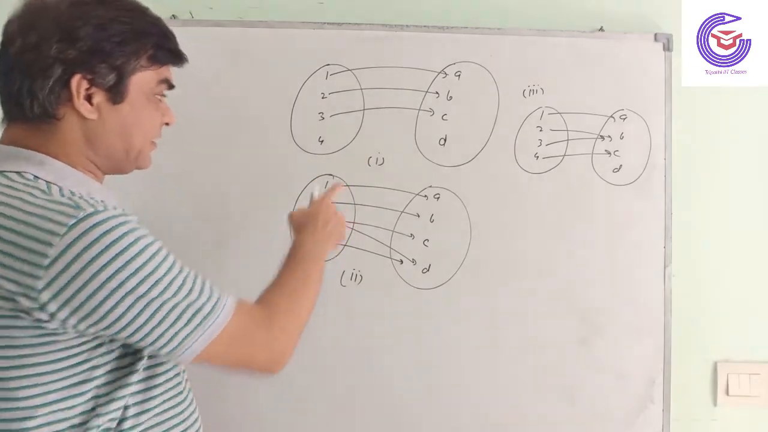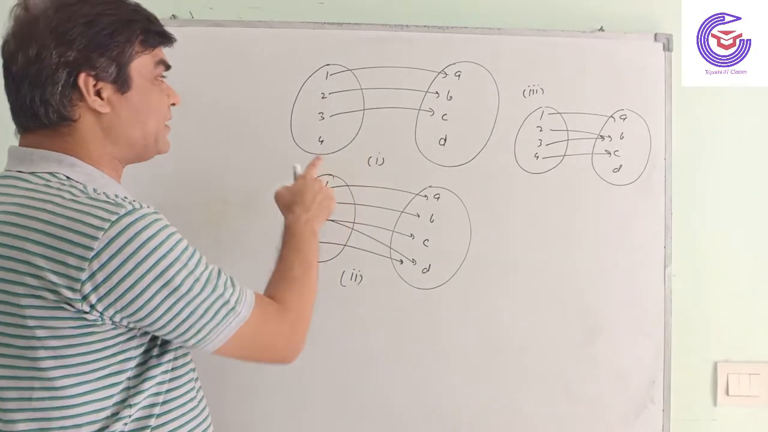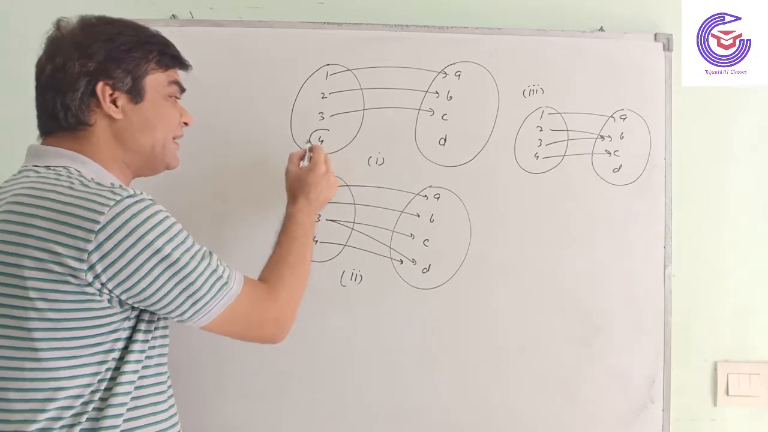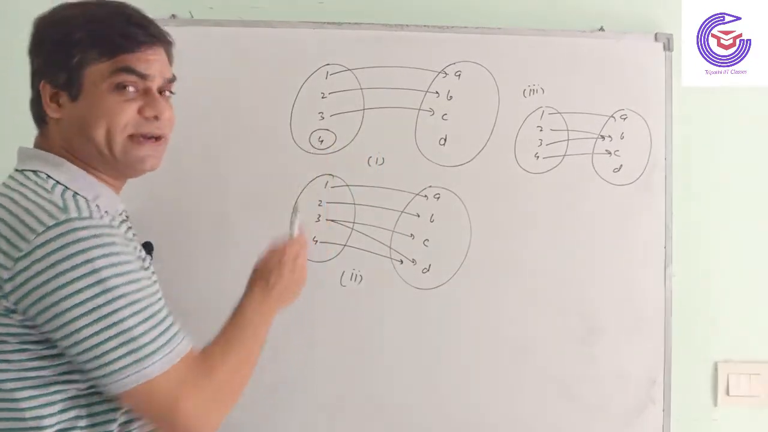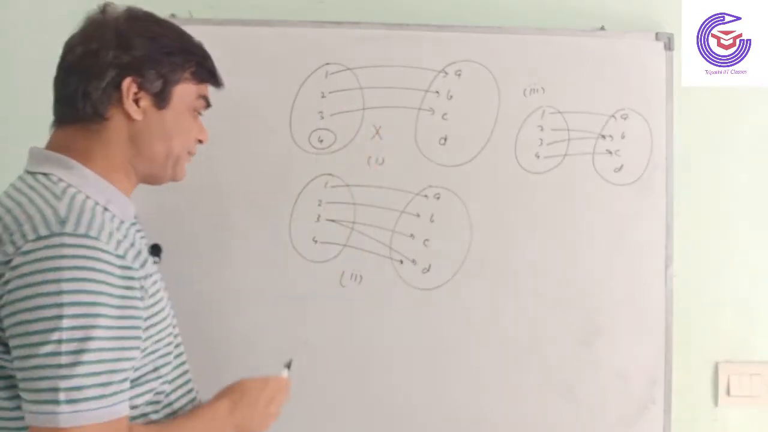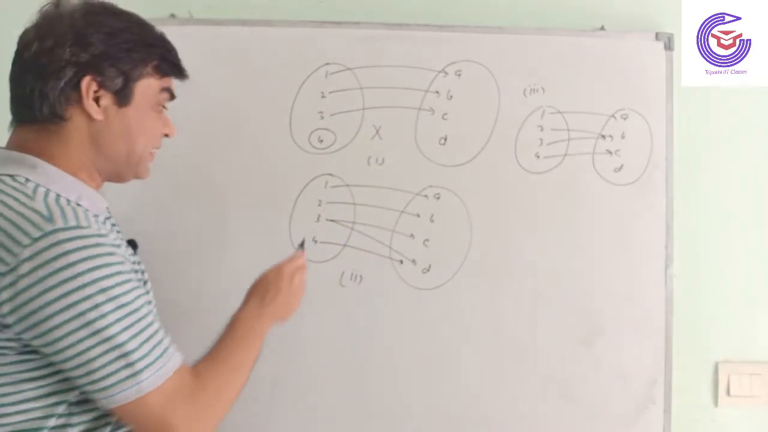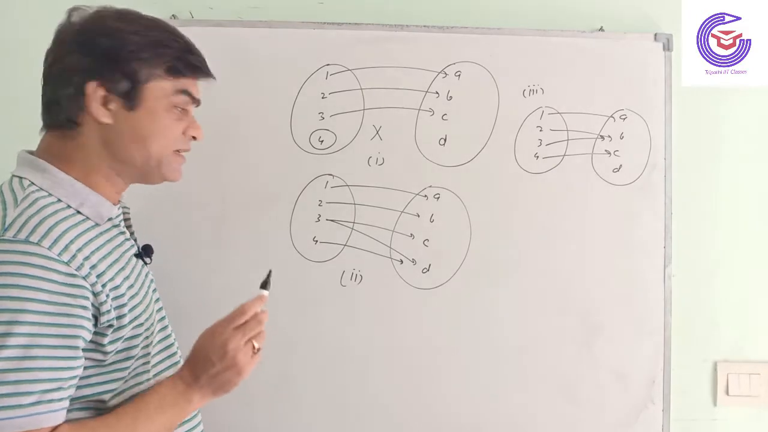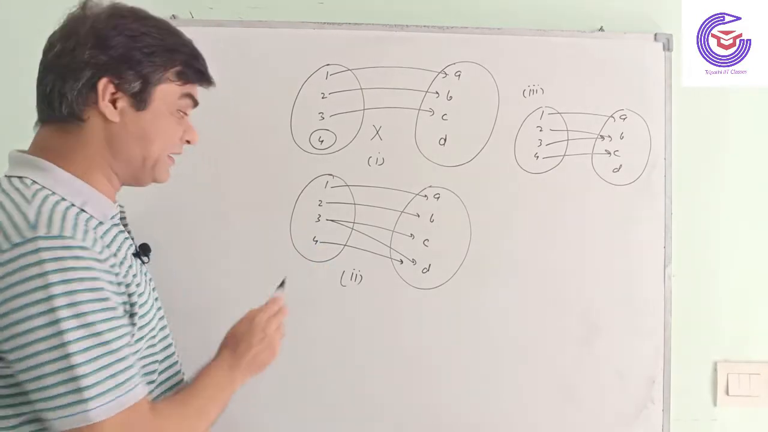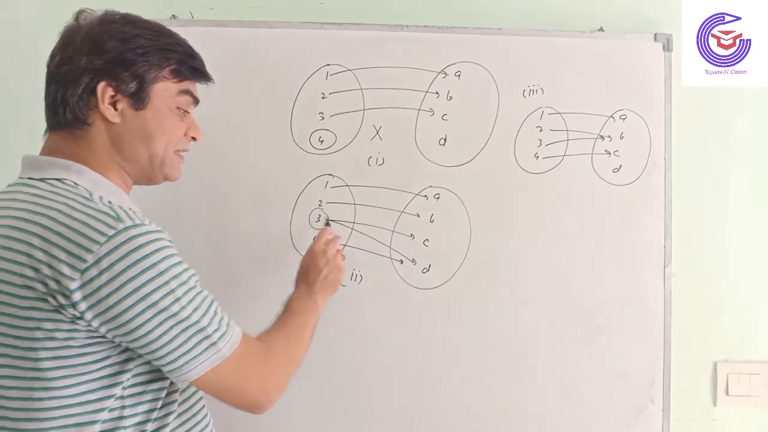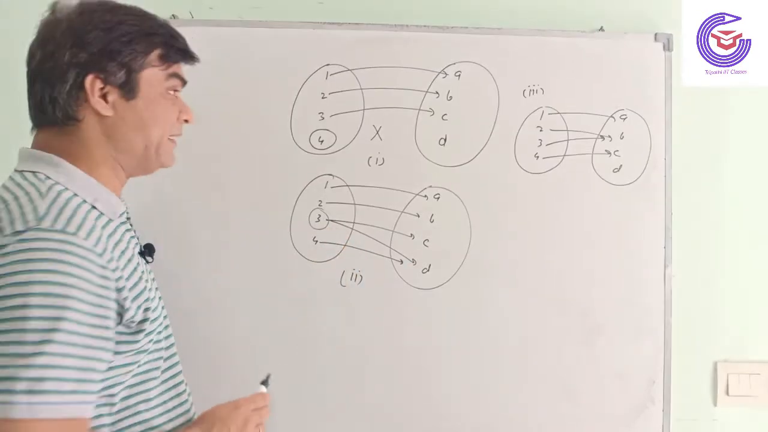So if you see the first one, the second one. In the first one, 4 is an element which does not have any mapping. So it violates the condition. So it is not a function. In the second case, as per the second condition of the function, each element should have one and only one mapping. But here 3 is a violation because it has got 2 mappings.